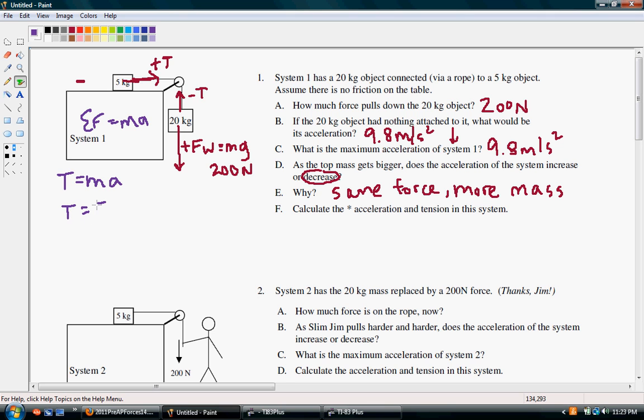So T equals 5a. For the second mass, we have force of weight, which is positive, minus tension, which is negative, and that's going to equal mass times acceleration, where the mass is 20, and we are trying to solve for acceleration. Okay. Well, if we know that T equals 5a, we can just sub 5a for T here. We know the force of weight for this 20 kilogram object is 200, because 20 times 10 is 200, minus, and then remember we're taking this 5a, which is equal to T, and subbing it in.